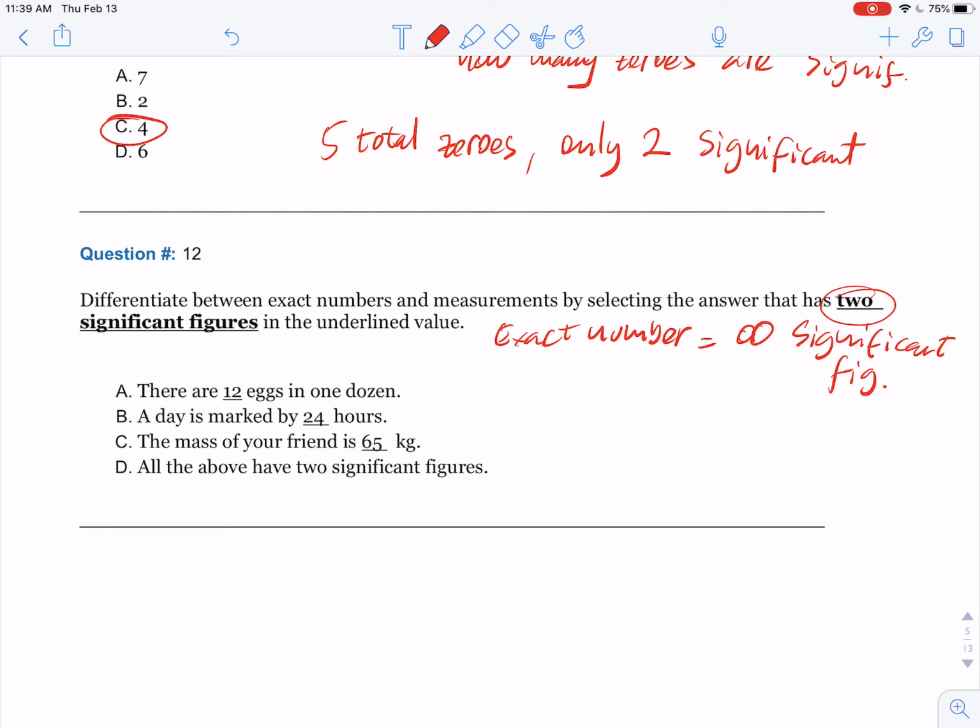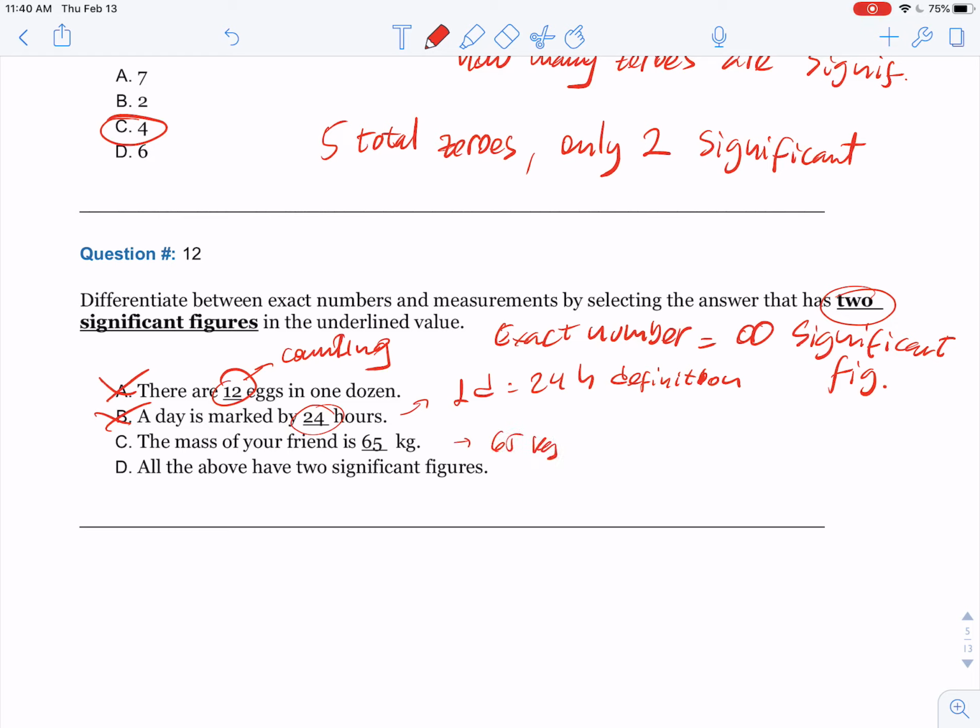Okay, so there are 12 eggs in a dozen. This is counting, so therefore it is an exact number and has an infinite number of significant figures. That's not what we're looking for. A day is marked by 24 hours. This is 1 day equals 24 hours. This is a definition. It's an exact number. So that's not it. The mass of your friend is 65 kilograms.